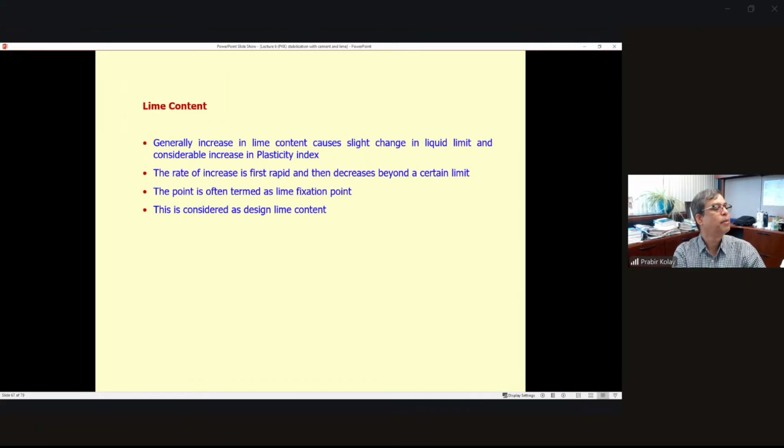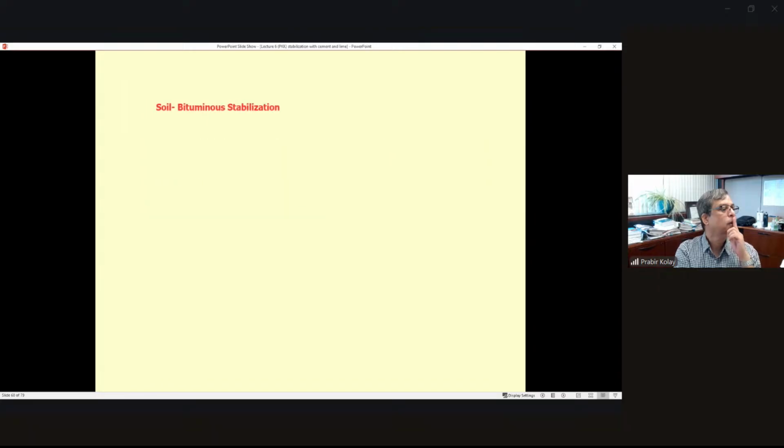National Lime Association: lime content generally increases. As I already mentioned, you need to check the lime fixation point, and sometimes we can increase it. First, you add a little bit of lime just to modify the clay, and then you add some more lime for the reaction. Okay, and as I mentioned, there is a Dunlop chart to find out, if you want to design a pavement, how much cover material you need to use.